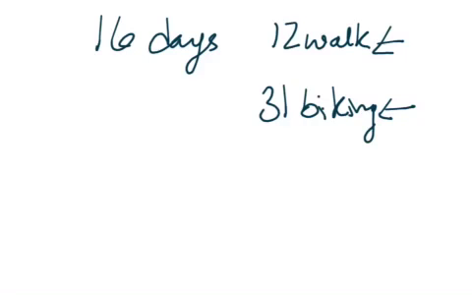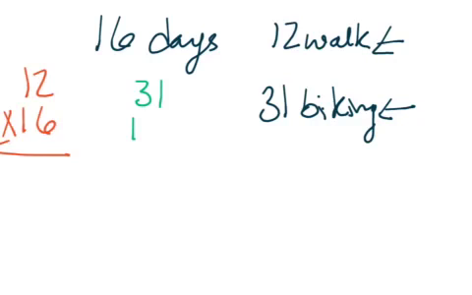Each day, if I'm just focusing on the walking, each day he walked 12 miles, and there were 16 days of his trip. That's going to figure out how many miles he walked. Then I need to focus on biking. So each day he biked 31 miles, and there were 16 days of his trip. Okay, so I'm going to multiply each of those parts.